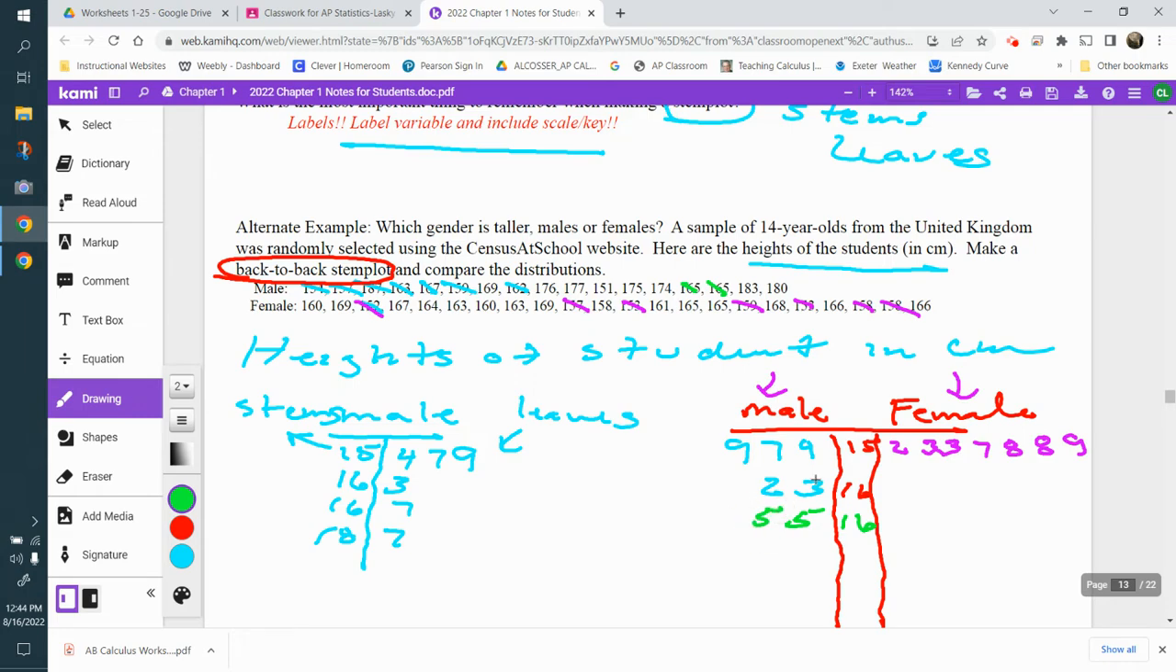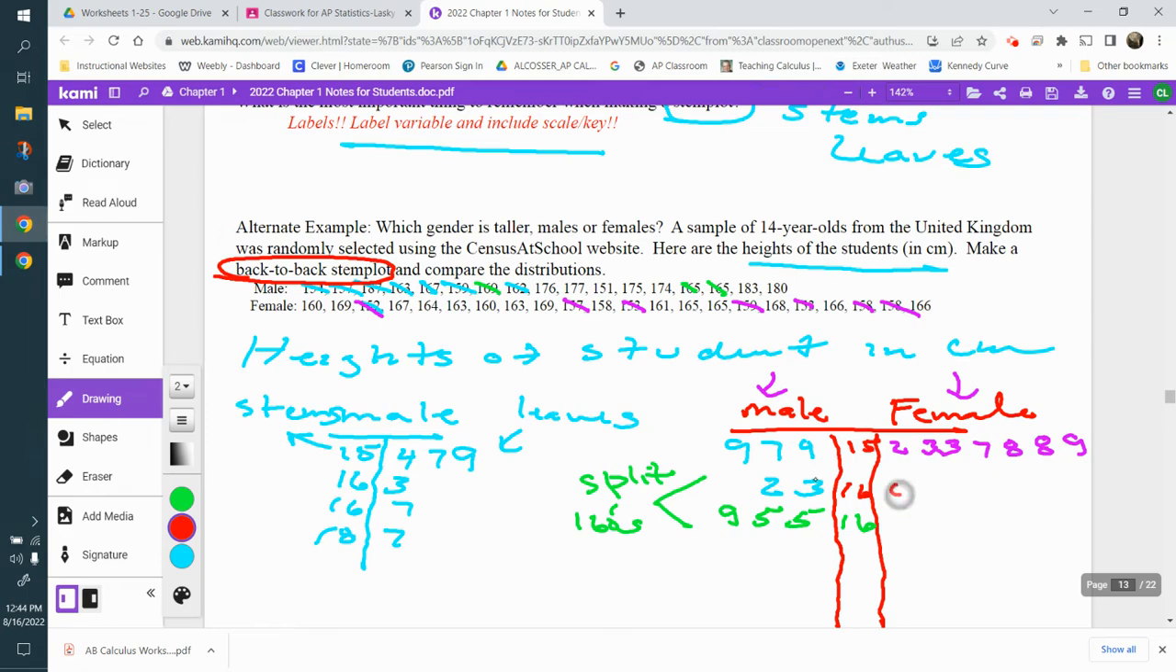165 and 169. So what I did is I split the 160s into 2 different rows. Then I go to the females here, and they got a lot at 160. So now I won't have this huge line.